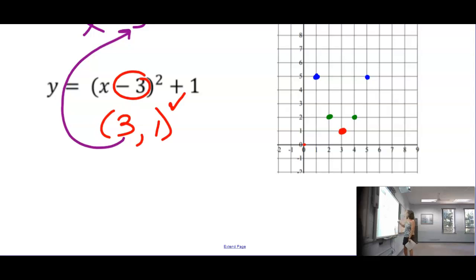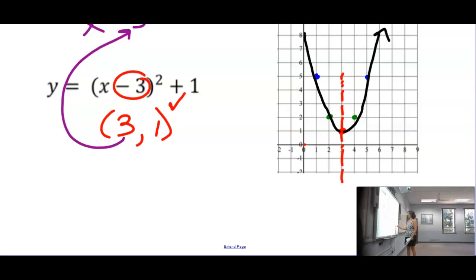And now I connect my parabola to the best of my ability with a U and going through all my points. I kind of missed this green one, but do the best you can. Try not to make it look like a V. A V is a different kind of graph. Make it look like a U. Okay? What would be my axis of symmetry here?